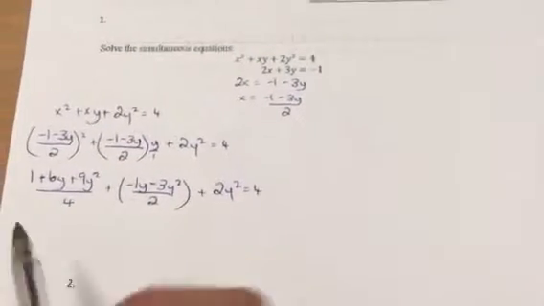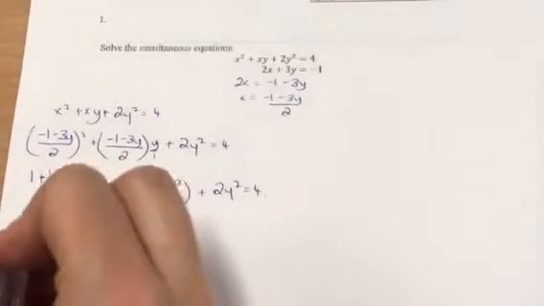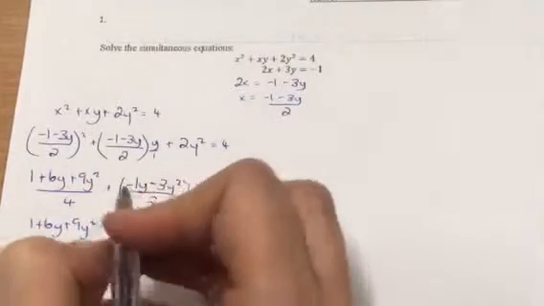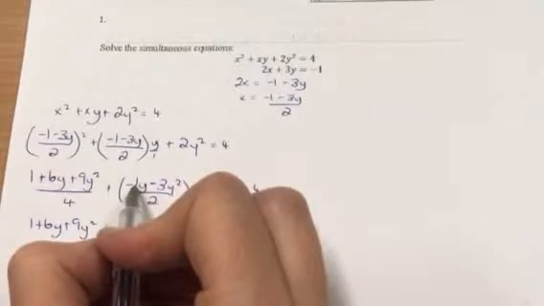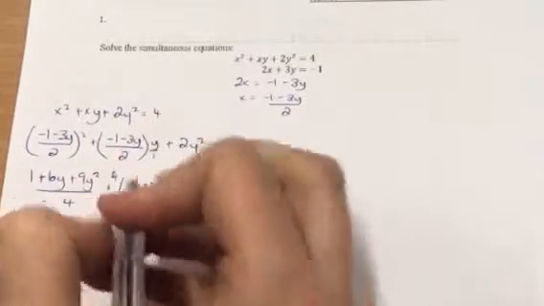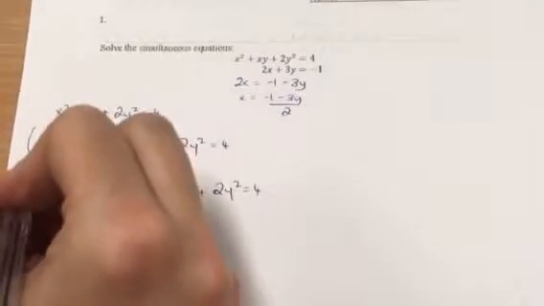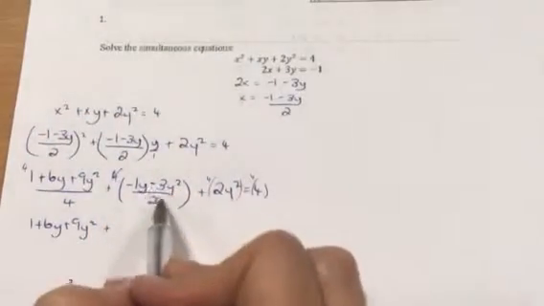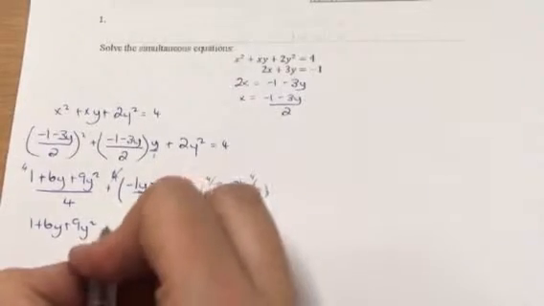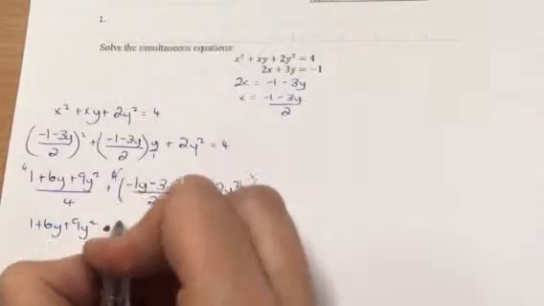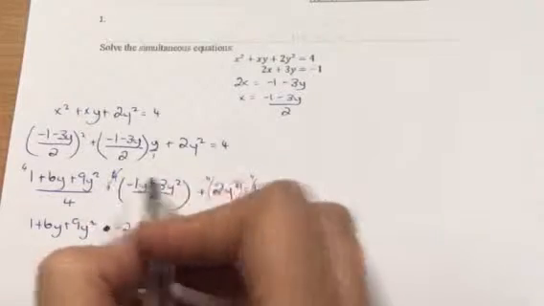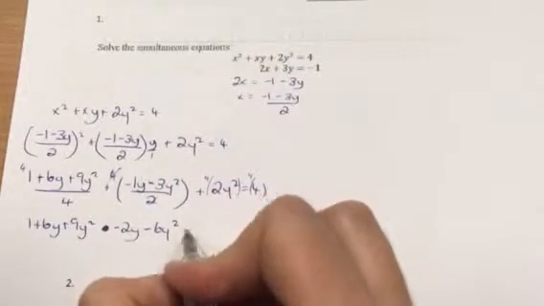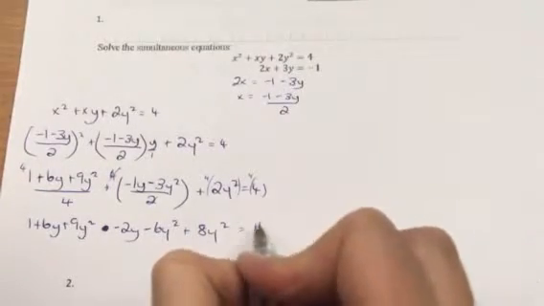And multiply everything by 4 in order to get rid of my fractions. So that's 1 plus 6y plus 9y squared. Now, that plus times a minus, so I'm going to multiply everything by 4. That simplifies there. That simplifies there, so 2, so we end up with a plus 2 times a minus 1y minus 2y, plus 2 times a minus 3y is minus 6y squared, plus 8y squared is equal to 16.